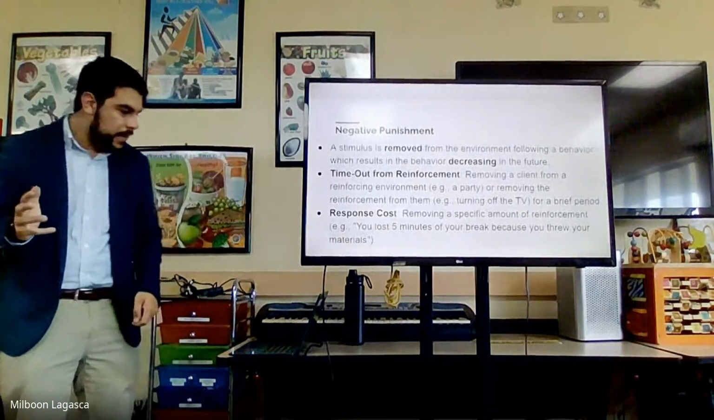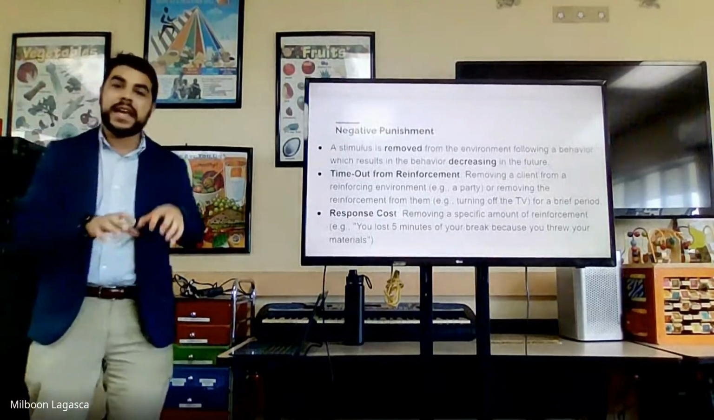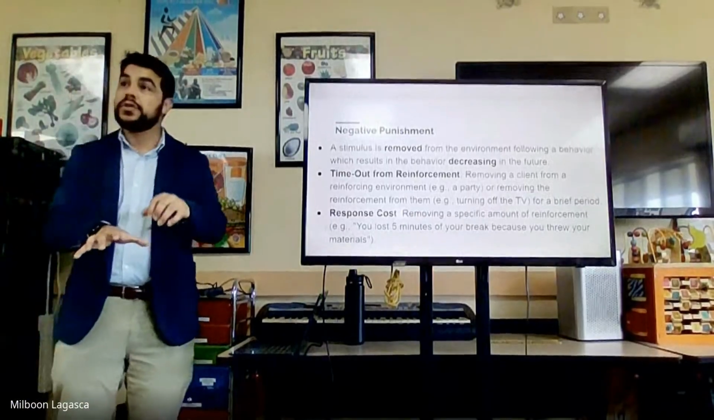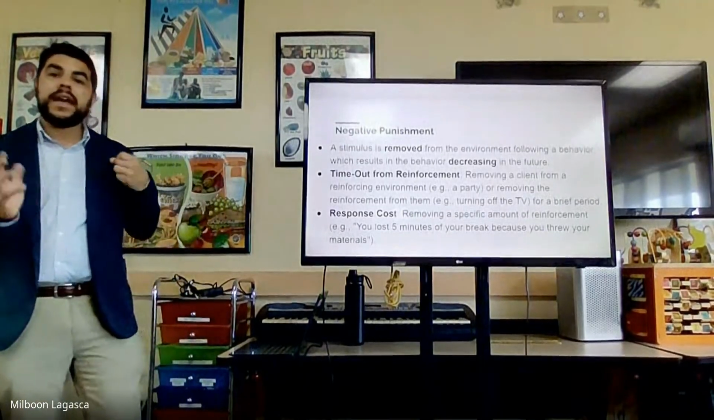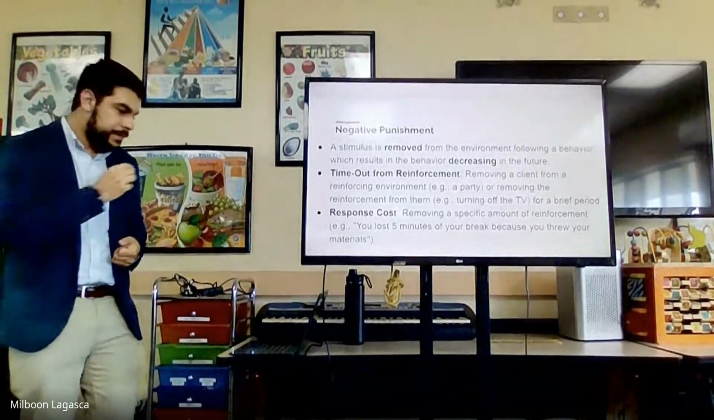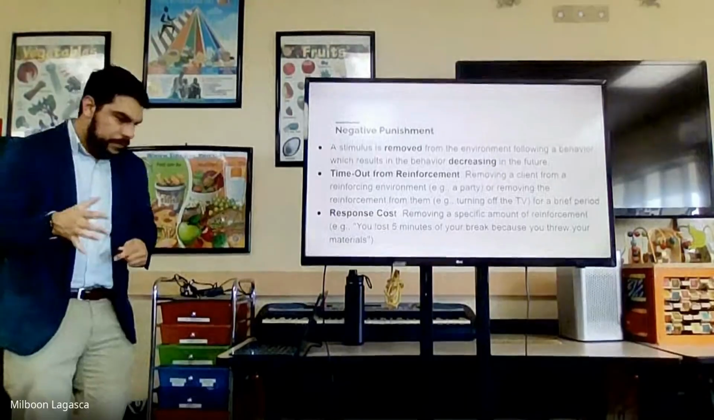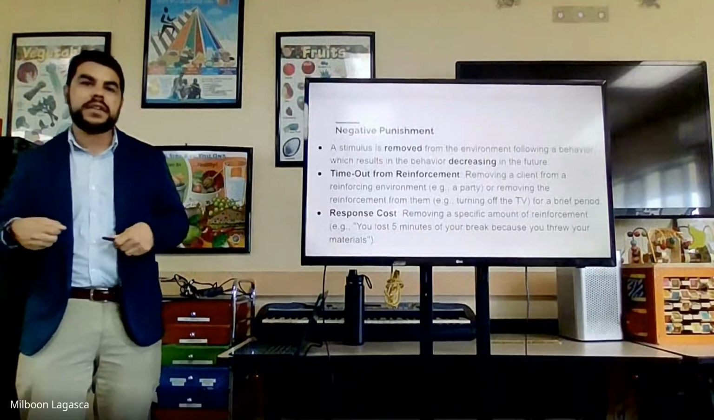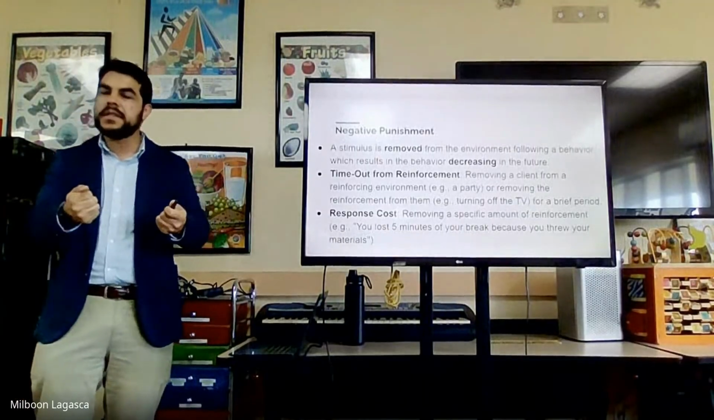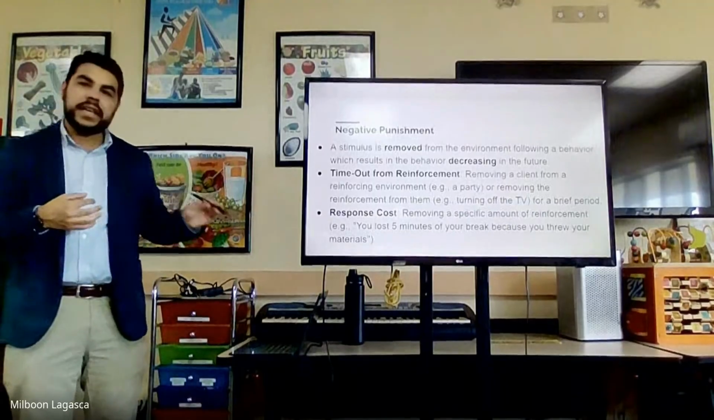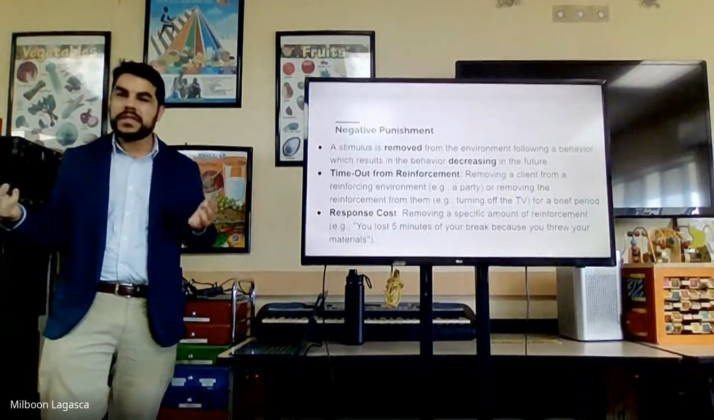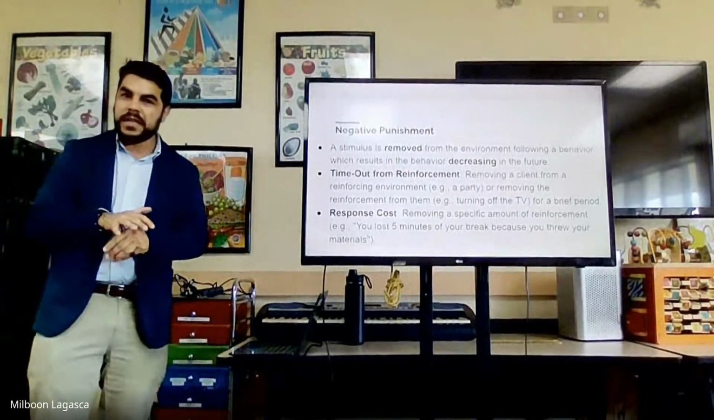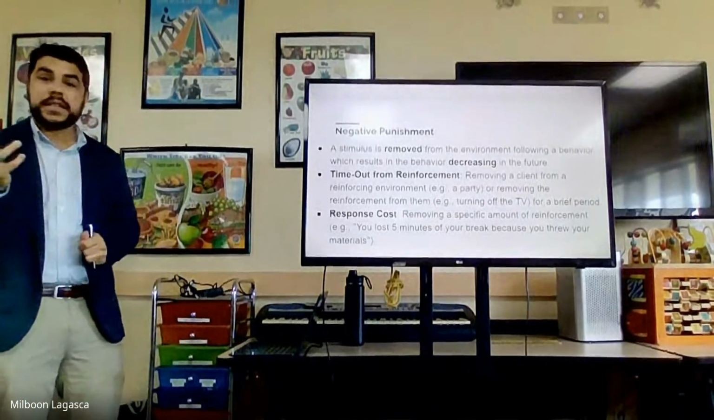On the flip side, negative punishment is when you take something away, typically something desirable or something that the individual likes, and then that leads to the decrease in behavior. With punishment procedures, as you could see, there are many ways you can introduce an adverse stimulus, whereas with negative punishment, you really only have two procedures on the table. That is timeout, which is commonly misunderstood, and response cost.